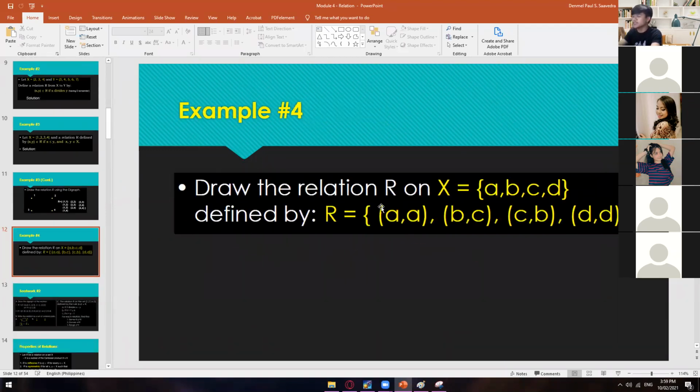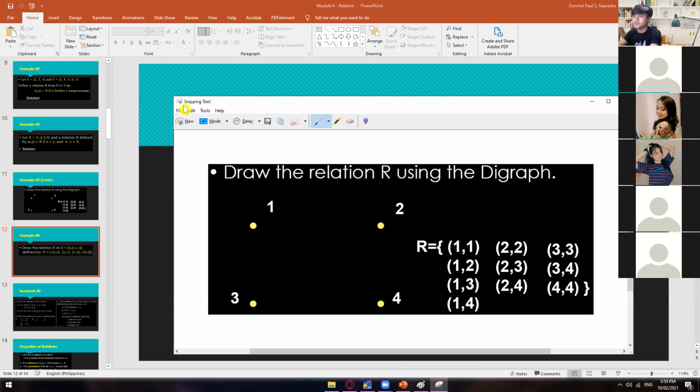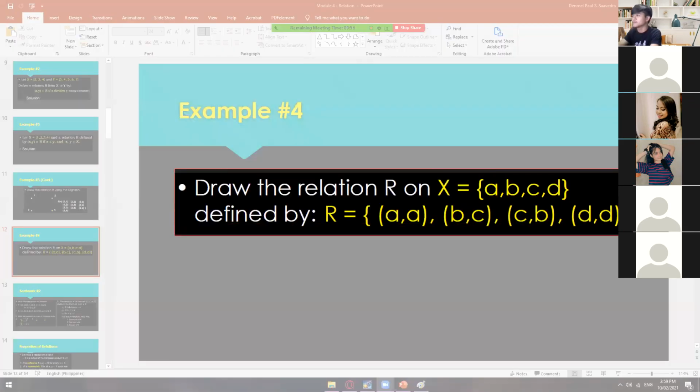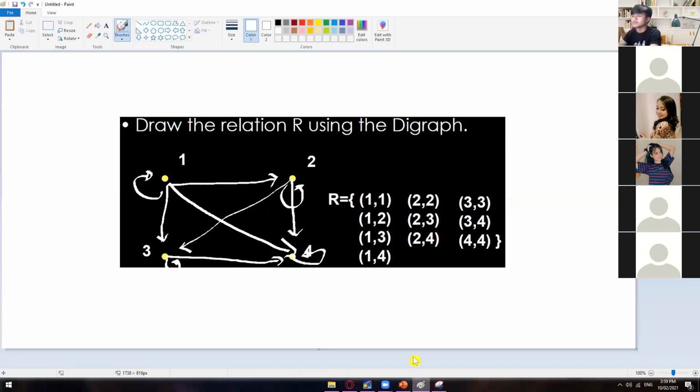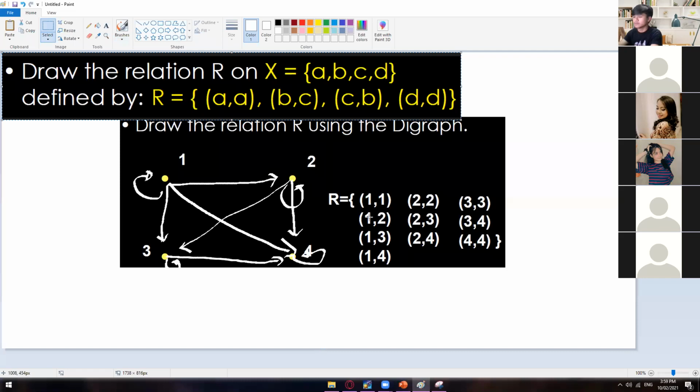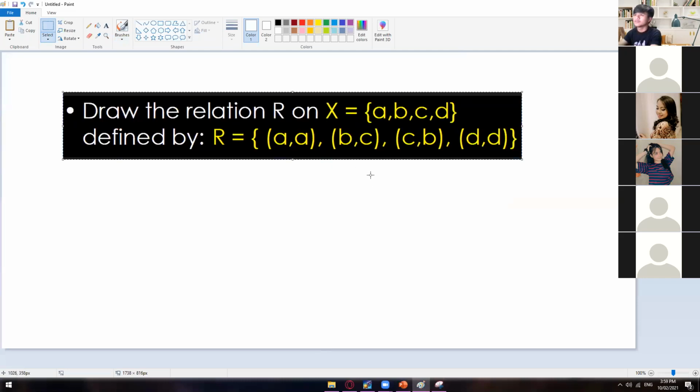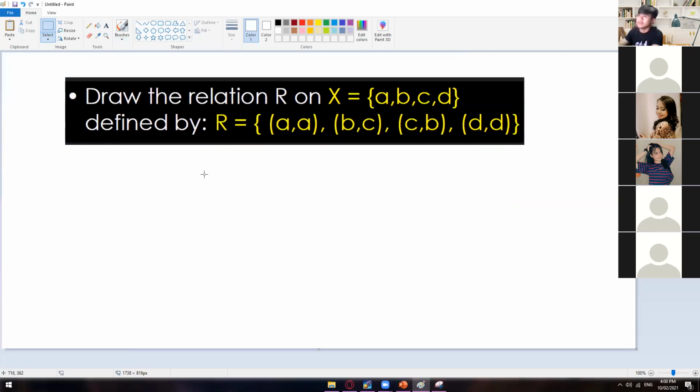Draw the relation R on X equal to {A, B, C, D}, defined by R equal to {(A,A), (B,C), (C,B), (D,D)}. So this one is also super simple. As you can see right here, we have 4 elements. All you do is list those first: A, B, C, and then D.